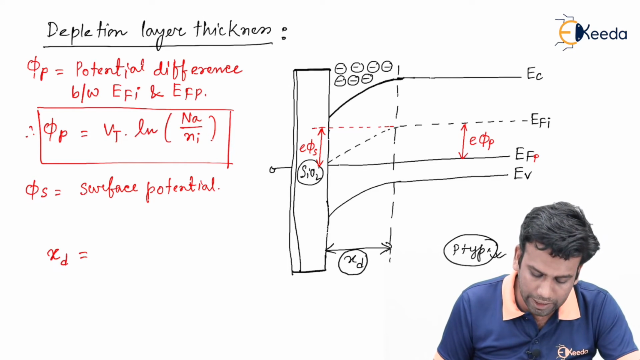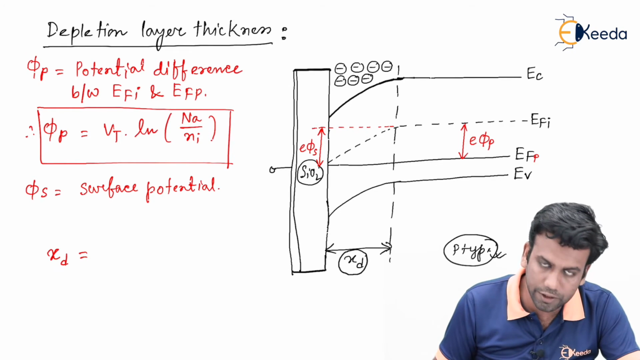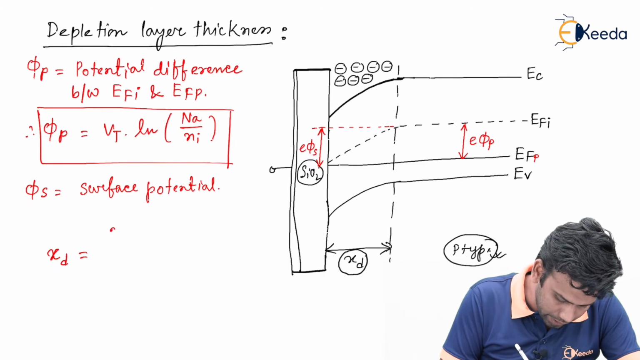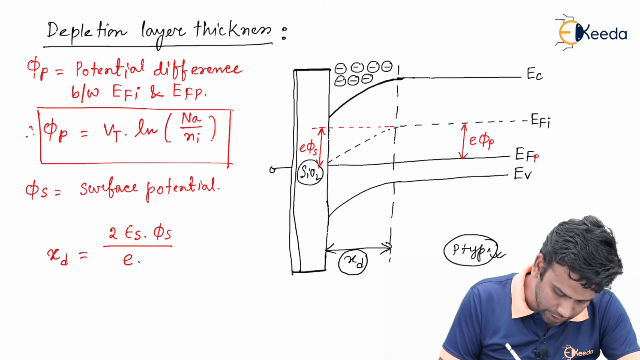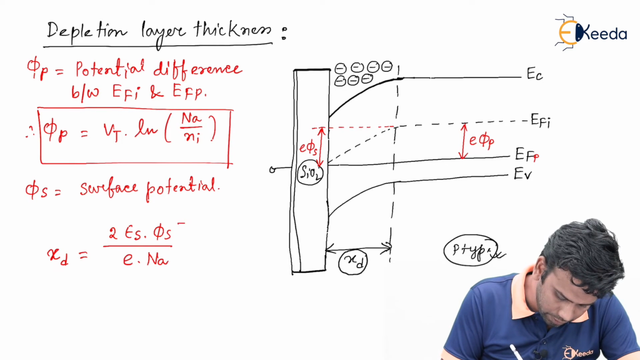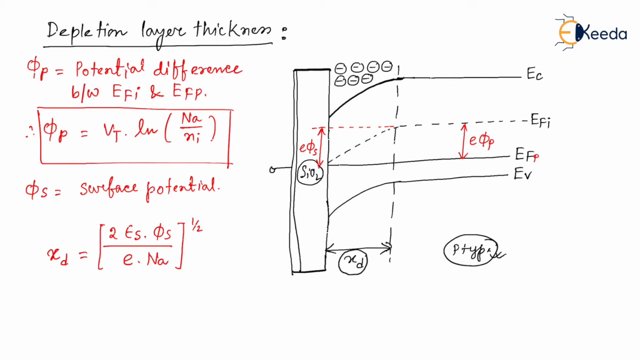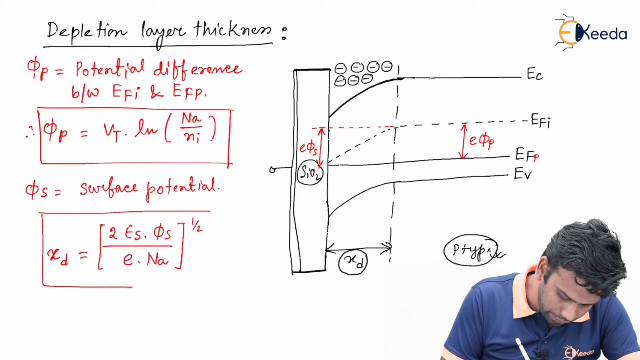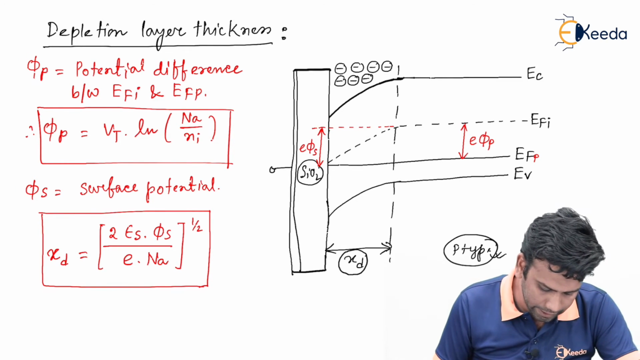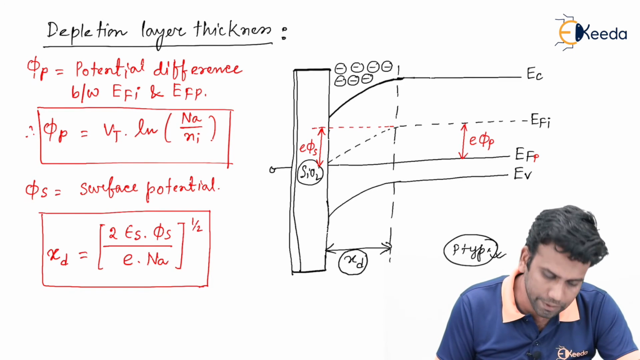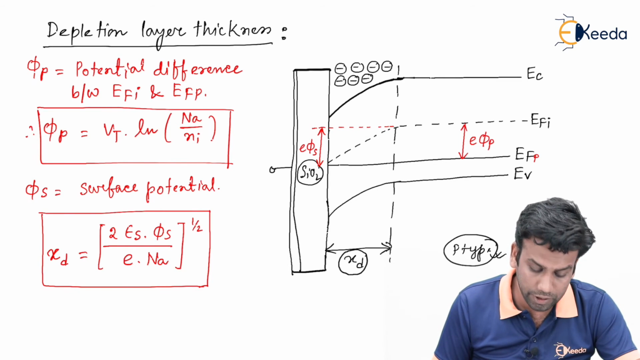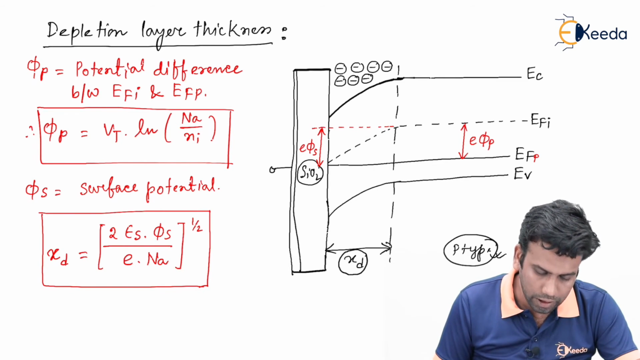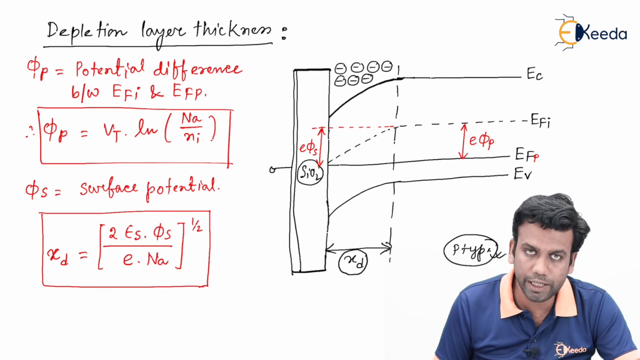So we can write the equation of XD, that is the depletion layer thickness, in terms of this phi s, and that will be XD equals 2 epsilon s into phi s divided by electronic charge E into Na, all to the power half. There is a derivation of XD, the depletion layer thickness, by which we can derive this equation, but in the GATE examination the derivation is not required, only the conclusion is needed during the examination.